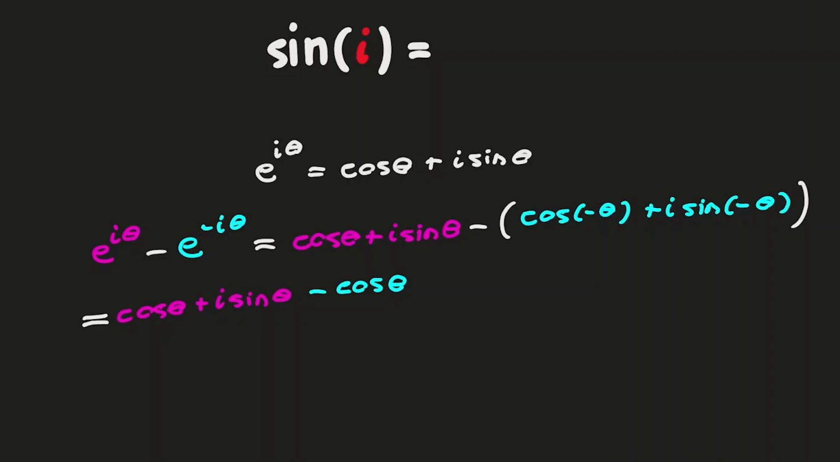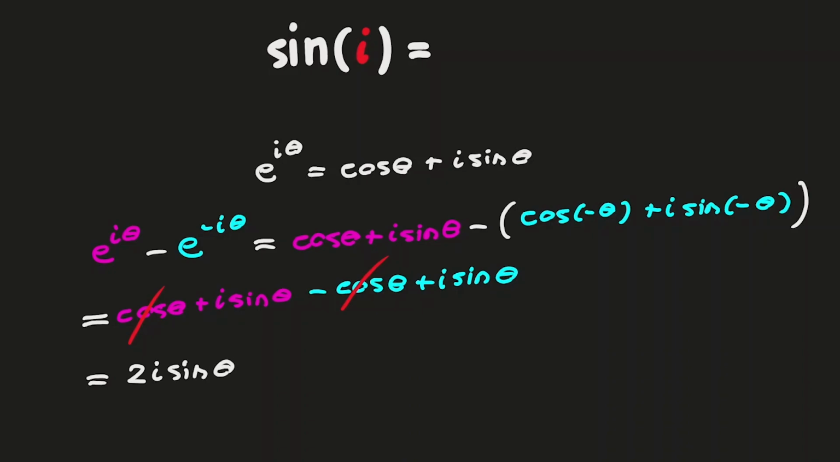Instead, let's ignore this i in front. We don't care about it at the moment. It's just a factor in front of sine. Sine of minus theta is minus sine of theta, but we also have a minus sign in front of it, so minus times minus is plus. So this is plus i sine of theta. And we can happily cancel out cosine of theta and minus cosine of theta. So this equals 2i sine of theta.